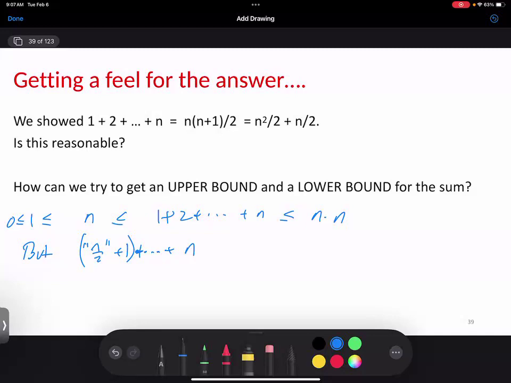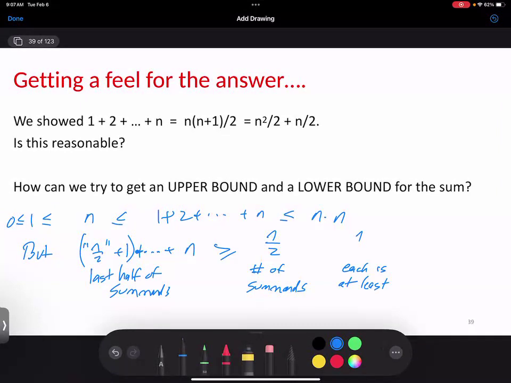So I'm just looking at the second half. I have 1 to n halves plus 1 onward. Well, n might not be even, so I don't necessarily have n halves. Is it clear what I'm talking about? This is the last half of the summands. How many summands do we have? N over 2. And each is at least what? And so that's n squared over 4.